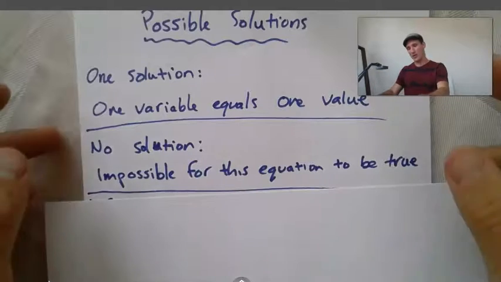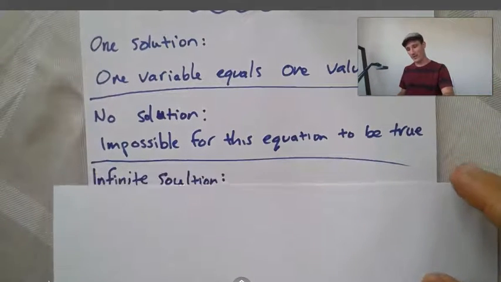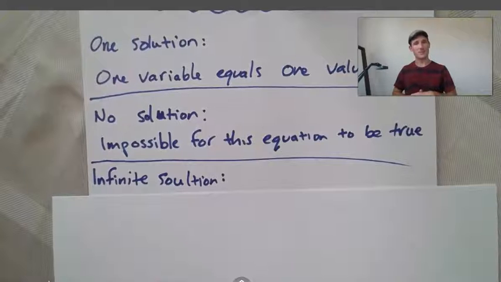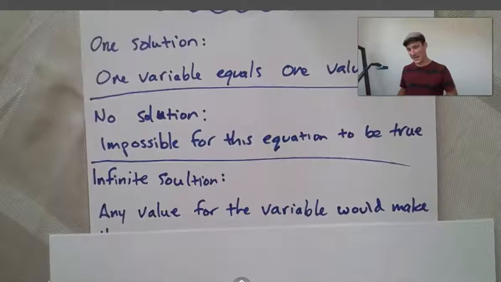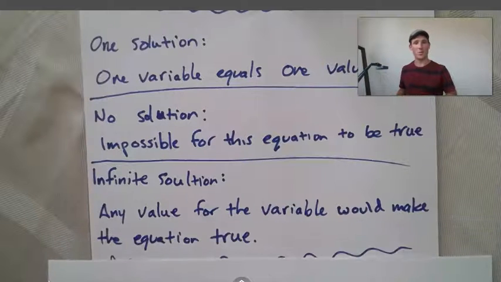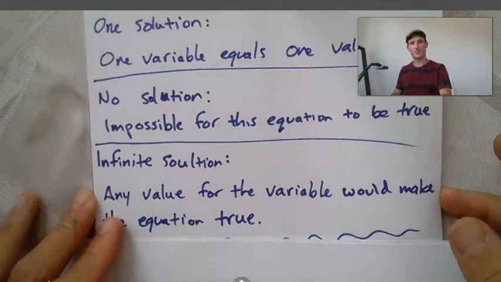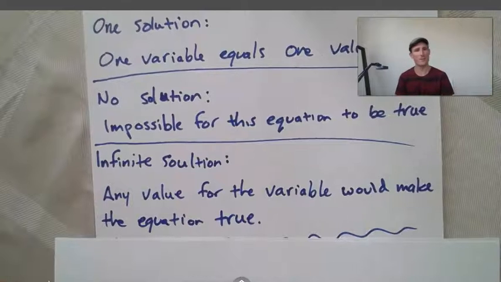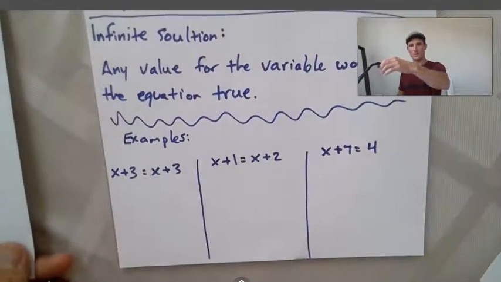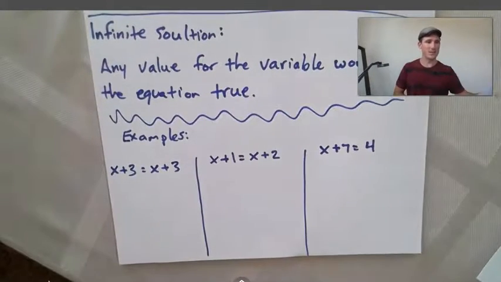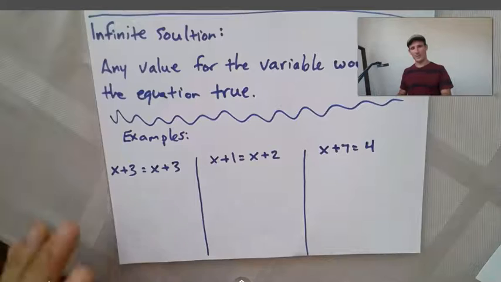The third option for us is going to be infinite solutions. Infinite solutions is when you plug in any value for the variable and it makes the equation true. Any value for x makes the equation true. That is what we call an infinite solution. So here are 3 examples, and we are going to solve them and identify what solution type they are.